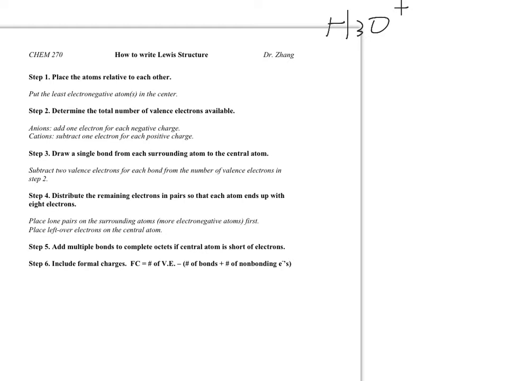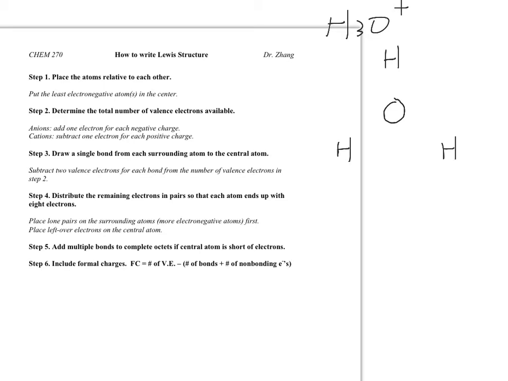For hydronium ion, 3 hydrogen and 1 oxygen form this cation. Oxygen is obviously the central atom. We could also put the surrounding atoms and keep in mind that Mother Nature likes symmetry.